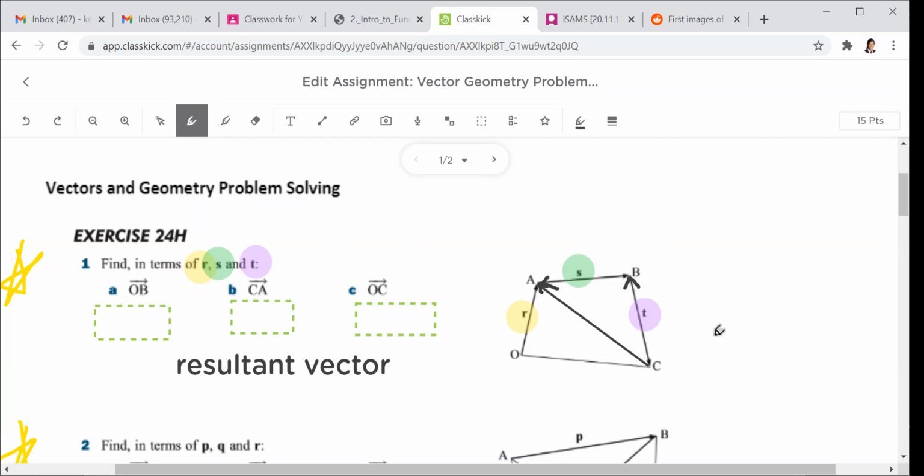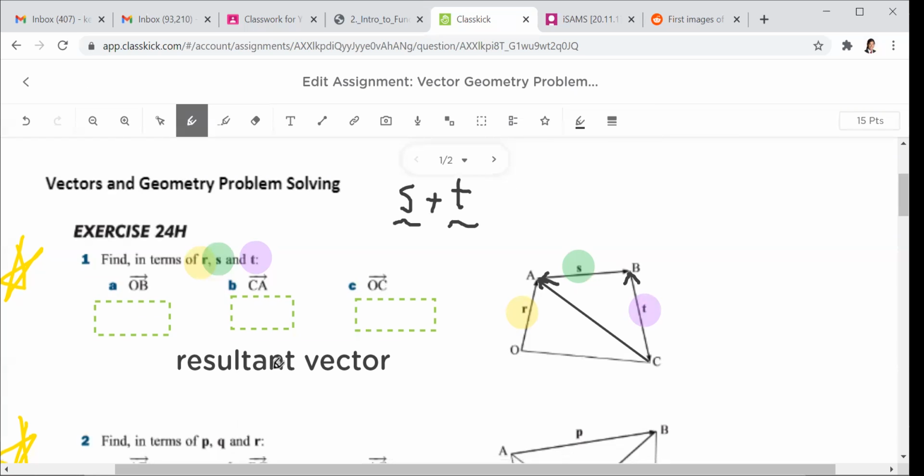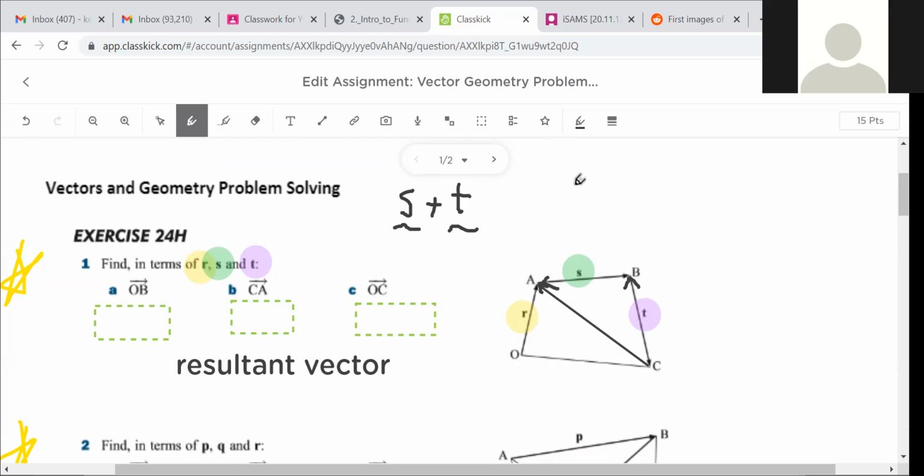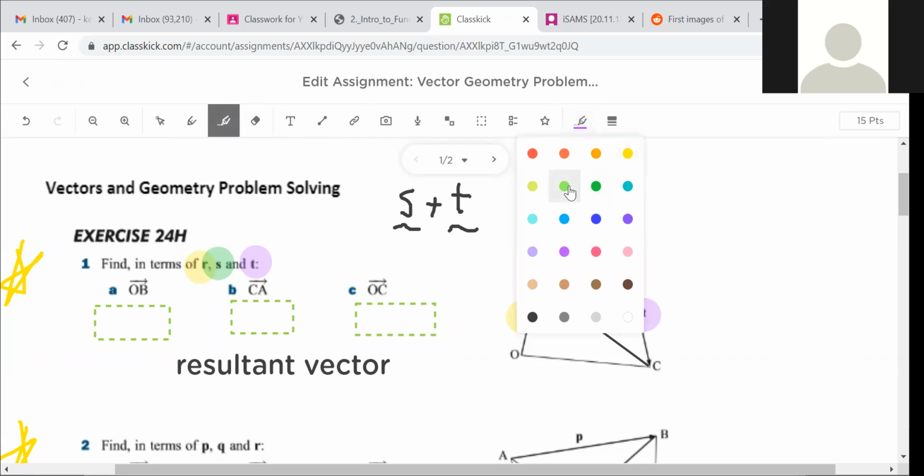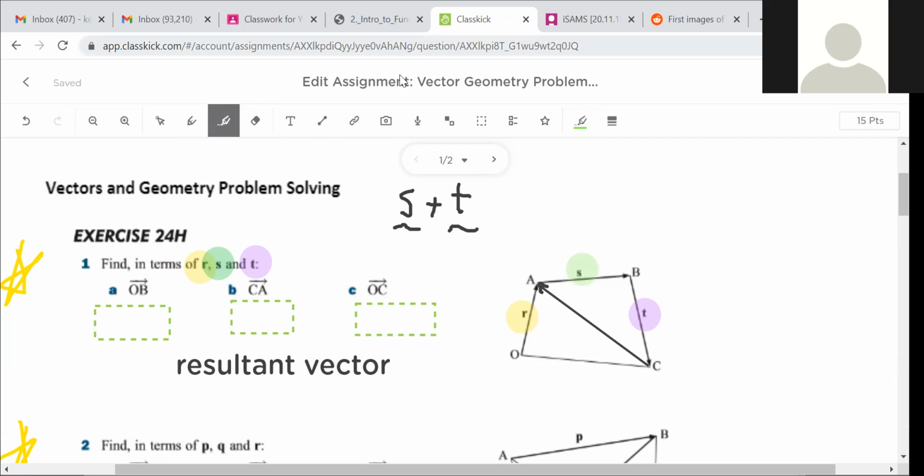But what did we learn yesterday? How can I reverse the direction of a vector? To change the direction of a vector to the opposite direction? You have to make a negative or something? Yeah, exactly. You just make it a minus, okay? So instead of adding S and T, we can think of it as adding the negatives of S and T. So minus S plus minus T, which is the same as saying minus S minus T, like that.